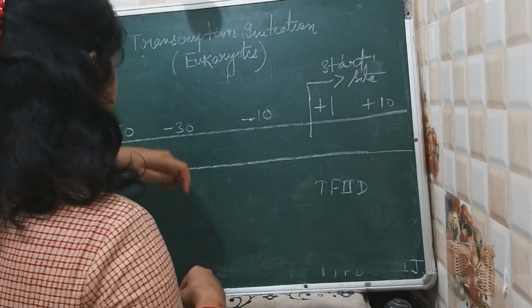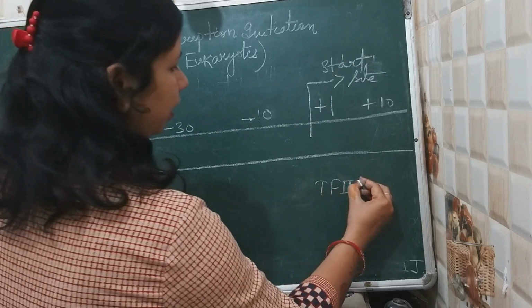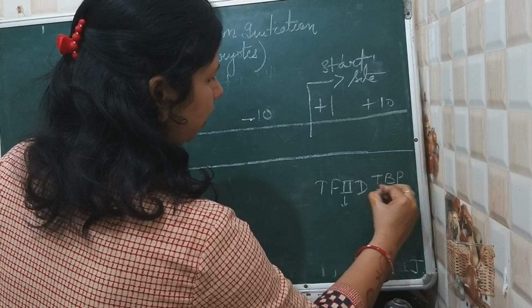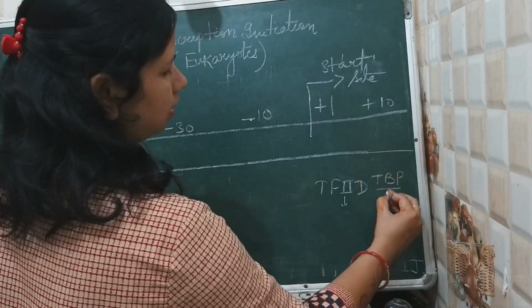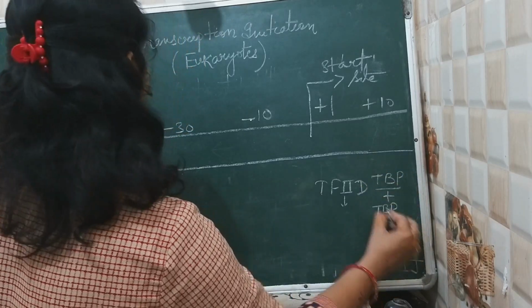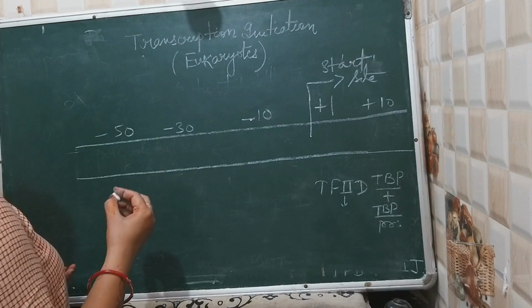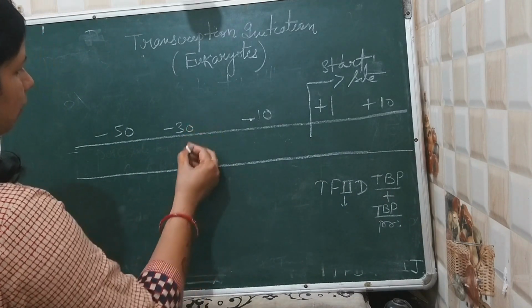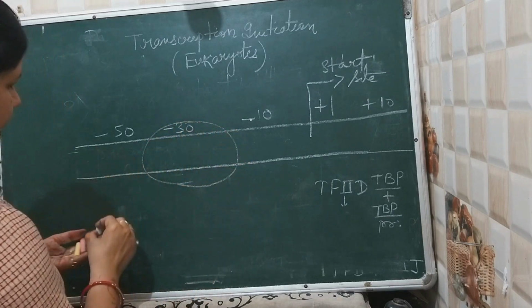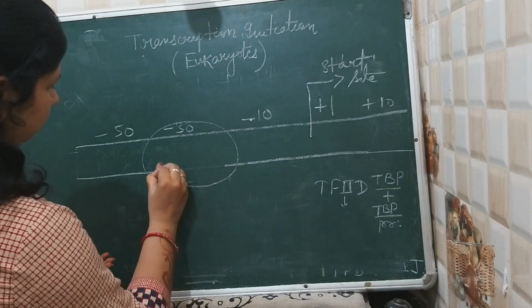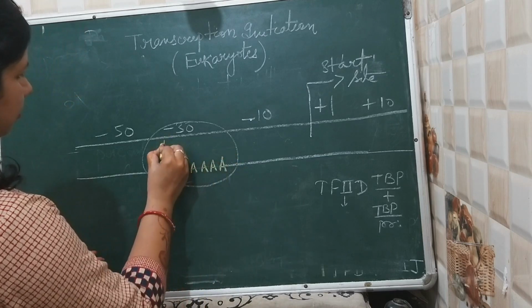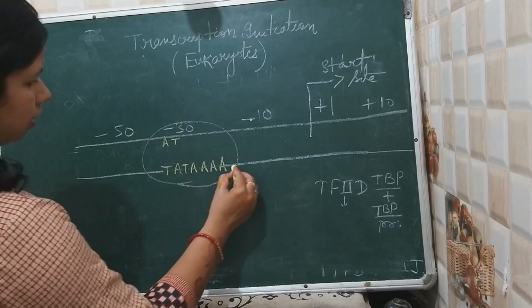One thing about TF2D is that TF2D contains the TATA binding protein as well as some TBP associated proteins. So TF2D, which is the first basal transcription factor, comes and binds to the TATA box, TAA, and its complementary will be there. So this is the non-template strand.